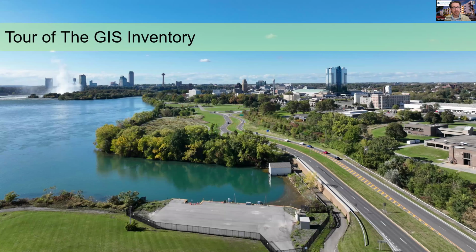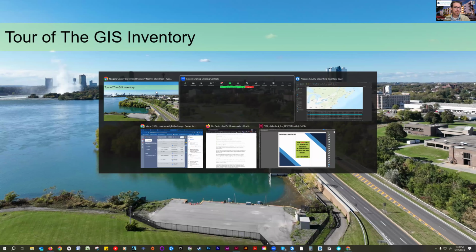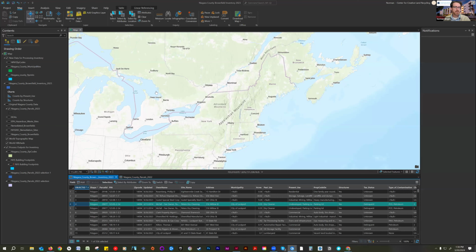Okay, so let's take a look at the inventory, shall we? I'm going to switch to a screen that shows the actual inventory itself. So right now we are in the GIS interface. This is ArcGIS from the software company known as Esri. And on the screen here, you can see a map, and that map shows us the greater northeastern United States.